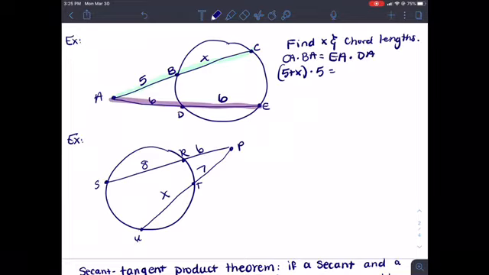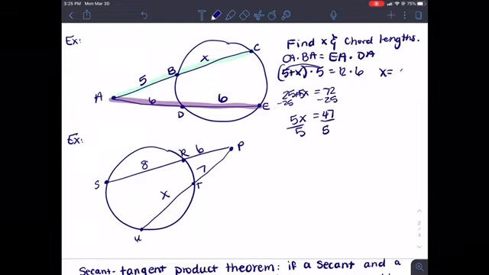So EA is 6 plus 6, so it's 12 times DA, which is 6. When I distribute this out, I get 25 plus x is equal to 72. I minus 25, minus 25, and that gives me 5x equals 47. I divide by 5, and I get that x is equal to 9.4.